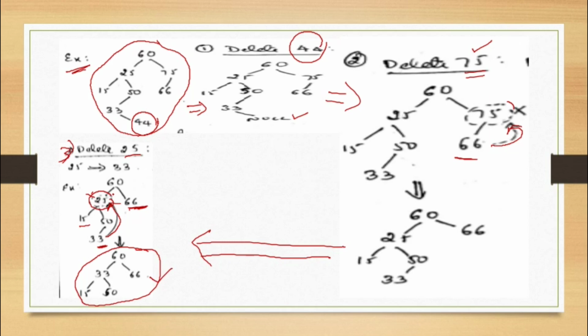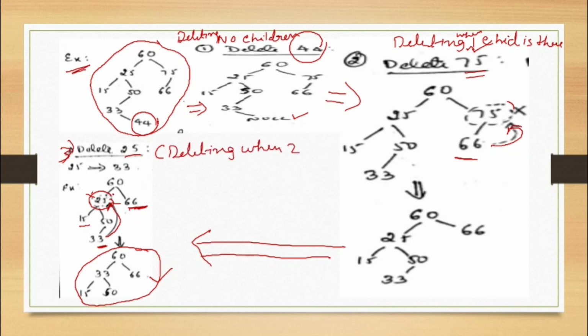So the first case was what? No children. The first case is nothing but deleting when there is no children. The second case is deleting when one child is there. The third case is deleting when two children are there. So that is the example.